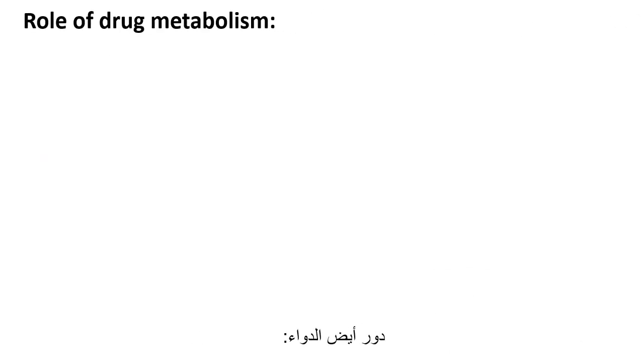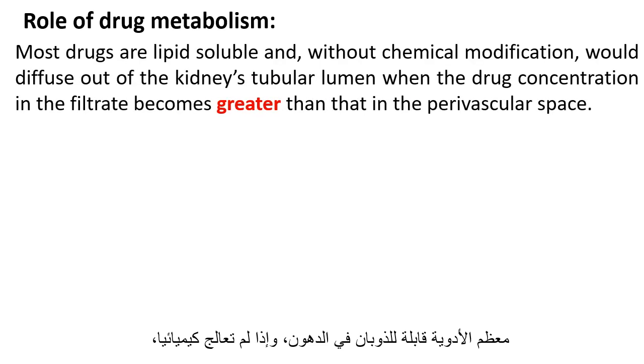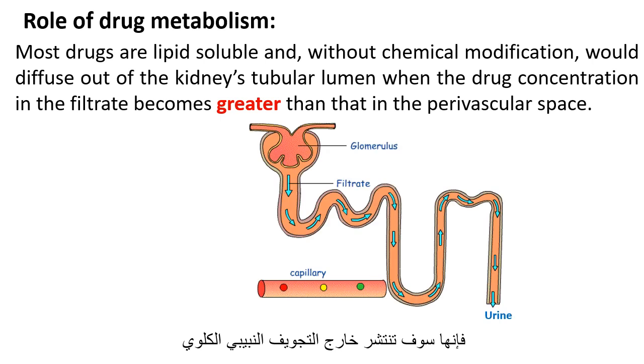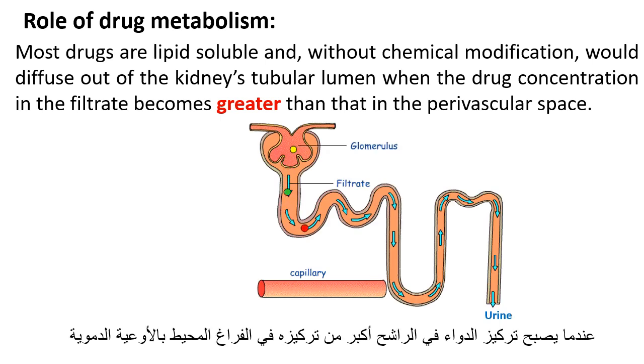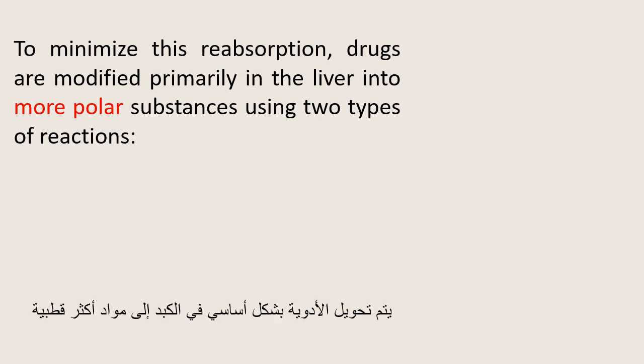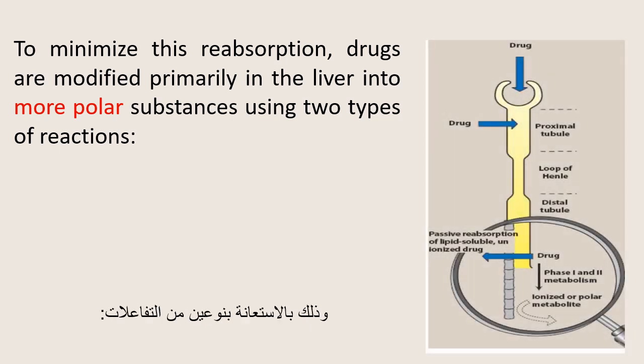Role of drug metabolism. Most drugs are lipid-soluble and without chemical modification would diffuse out of the kidney's tubular lumen when the drug concentration in the filtrate becomes greater than that in the perivascular space. To minimize this reabsorption, drugs are modified primarily in the liver into more polar substances, using two types of reactions.